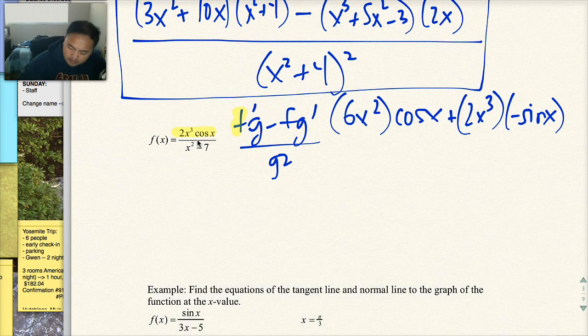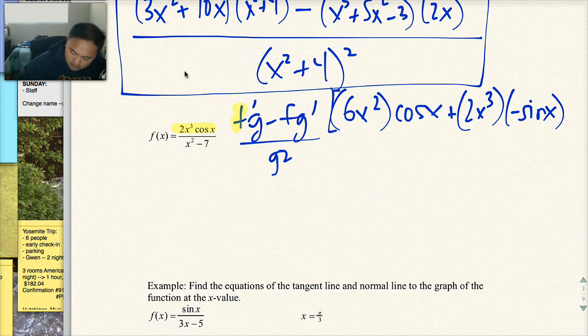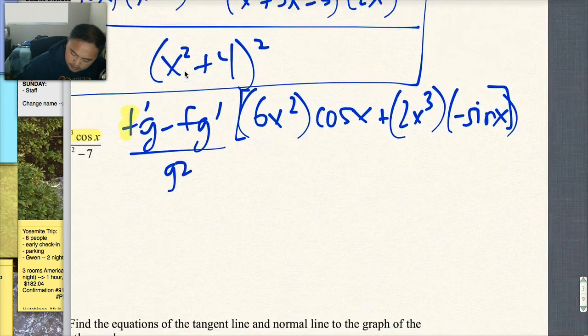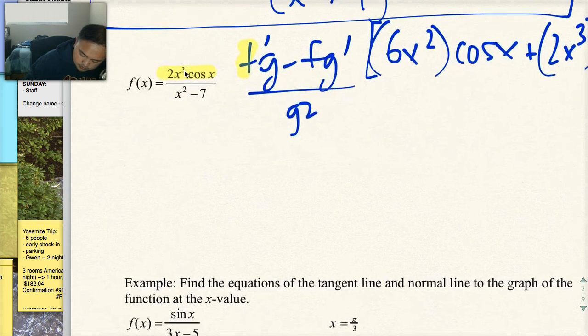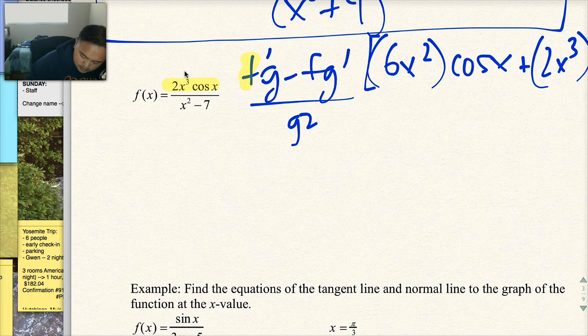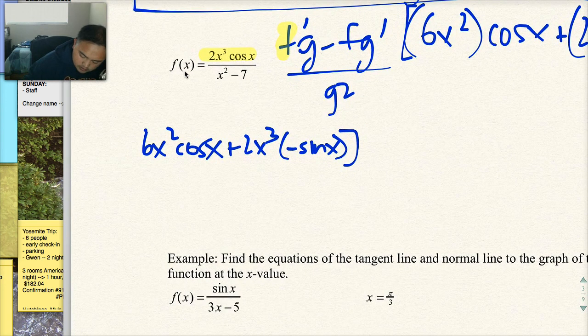But I haven't finished. Remember, this is the quotient rule. I still have to do g minus f g prime and g squared still. This piece that I just did is just f prime. I'm going to run out of space here, so I'll rewrite it down here: 6x² cosine x plus 2x³ times negative sine x, and that's the first one.